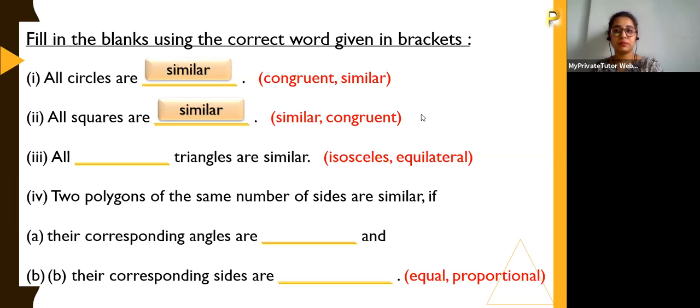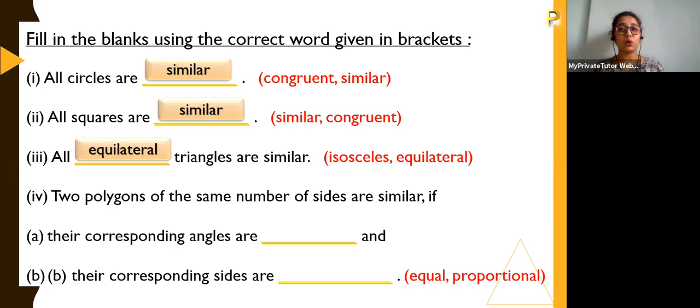Next we have is dash triangles are similar. That means all triangles, which triangles can be similar? All equilateral triangles are similar. Okay, because all of those sides are same. So if you talk about any random equilateral triangles, they all look similar.